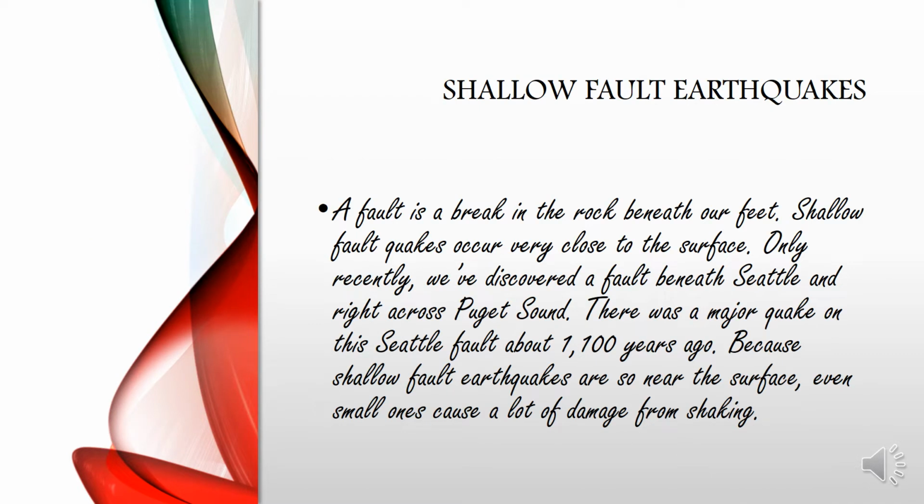Shallow fault earthquakes. A fault is a break in the rock beneath our feet. Shallow fault quakes occur very close to the surface. Only recently we have discovered a fault beneath Seattle and right across Puget Sound. There was a major quake on the Seattle fault about 1,100 years ago. Because shallow fault earthquakes are so near the surface, even small ones cause a lot of damage from shaking.